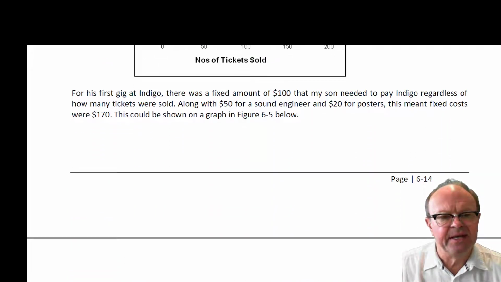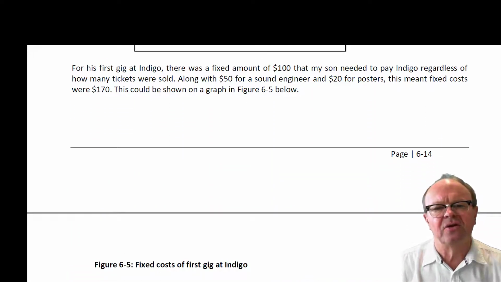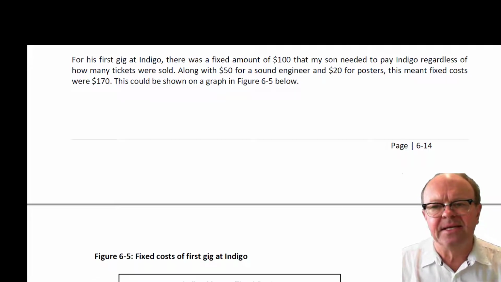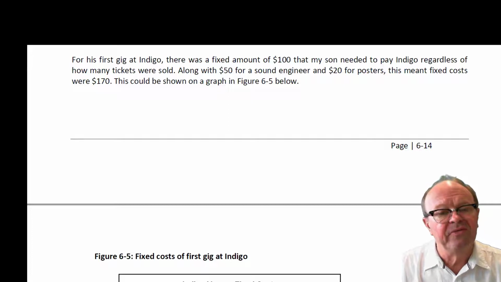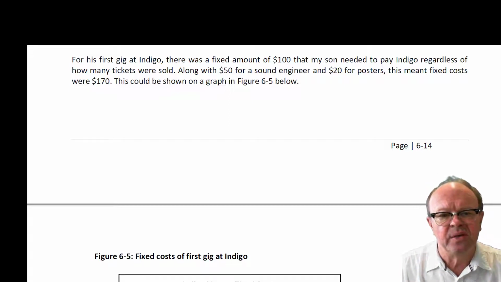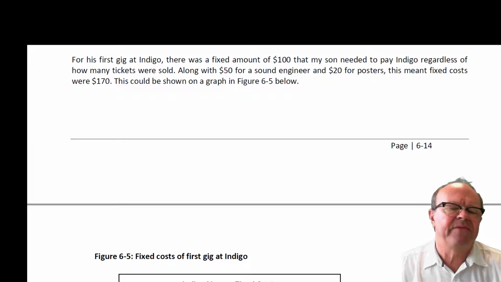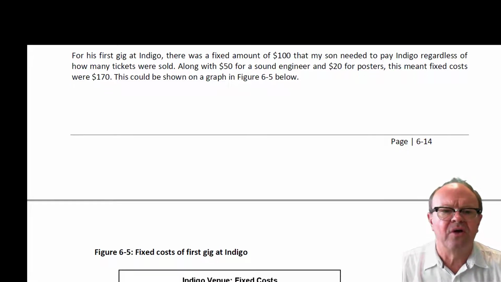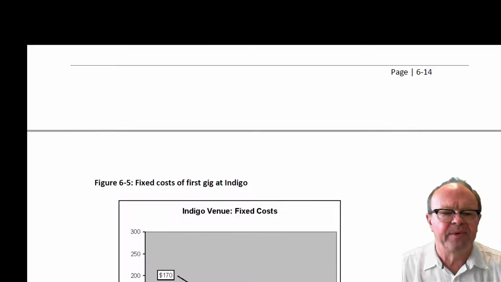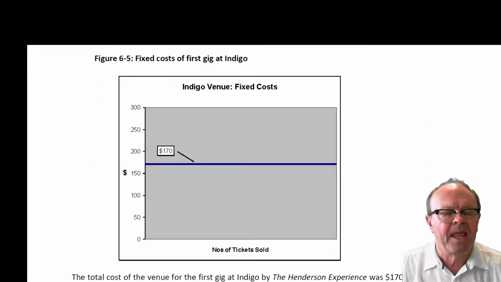For his first gig at Indigo, there was a fixed amount of $100 that my son needed to pay Indigo regardless of how many tickets were sold. Along with $50 for a sound engineer and $20 for posters, this meant fixed costs were $170. This could be shown on a graph in Figure 6.5 below. Figure 6.5, fixed costs of first gig at Indigo.